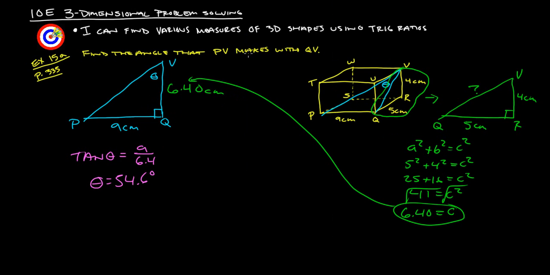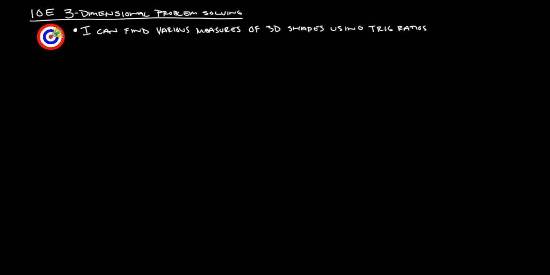So the angle, find the angle that PV makes with QV. So angle PVQ is about, we really probably should make the little squiggles, 54.6 degrees, and the little squiggles mean approximately. All right? All right. One last example.